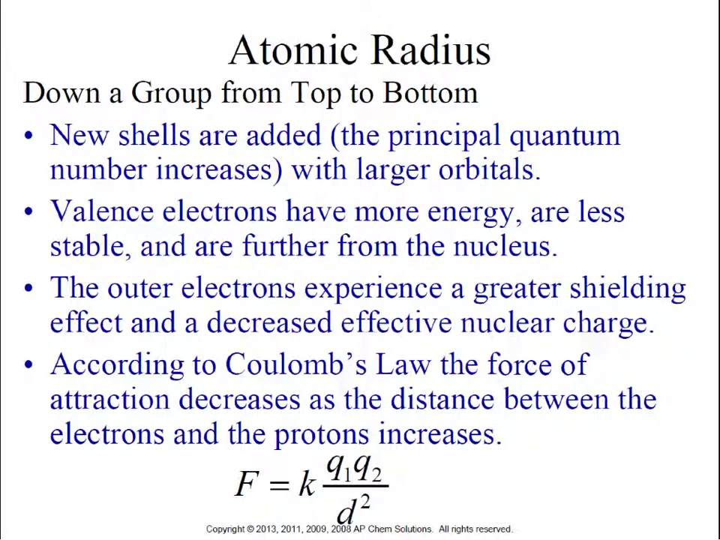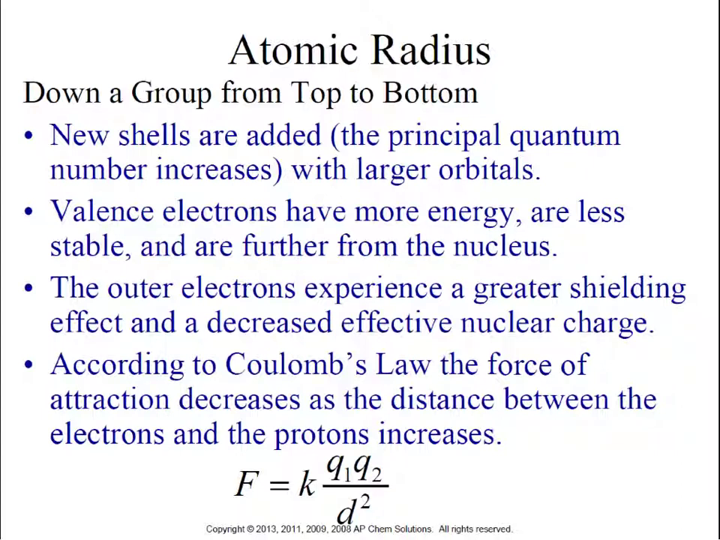As we go down a group from top to bottom, you're adding new shells, so new principal quantum numbers, n equals 1, 2, 3, 4. So by default, it's going to be larger orbitals. If you put a circle around a circle, the second circle has to be bigger. Valence electrons have more energy, are much less stable, therefore they're going to be further away from the nucleus. So as you add them, they get farther and farther away.